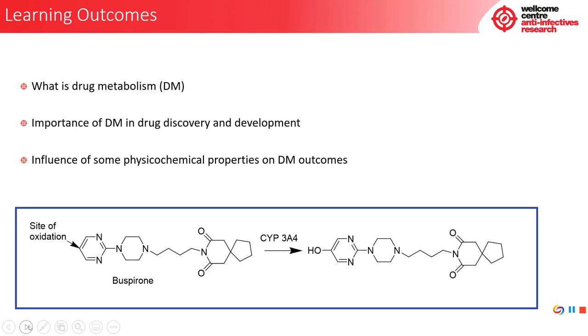The panel below shows an example of a drug being metabolized by cytochrome P450 3A4, in this case, buspirone being oxidized to hydroxybuspirone. We will see more of these kinds of examples as the talk progresses. But metabolism is the enzymatic conversion of a compound to a more water-soluble form.